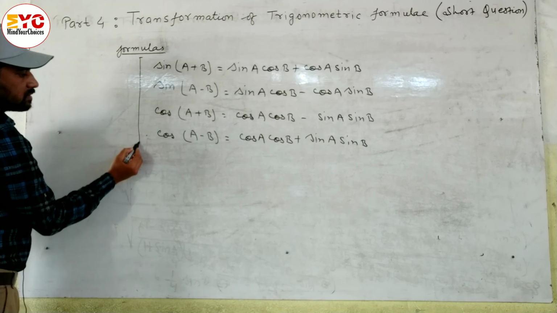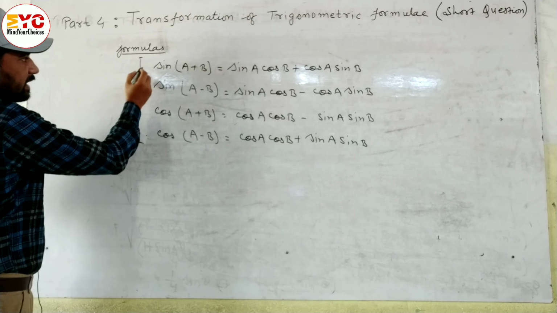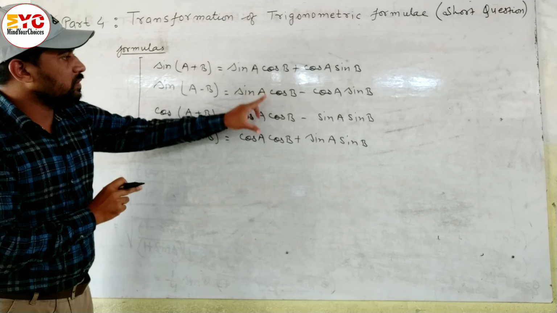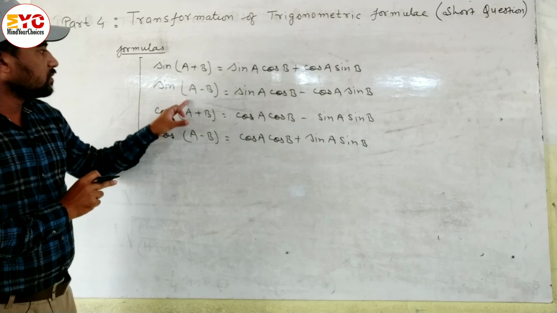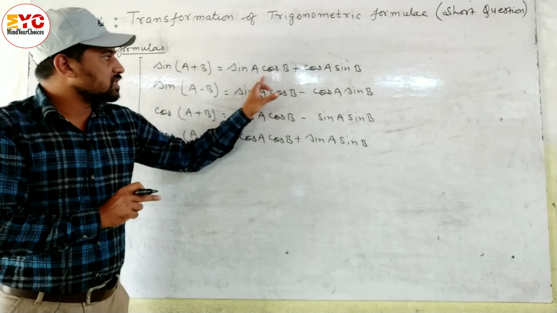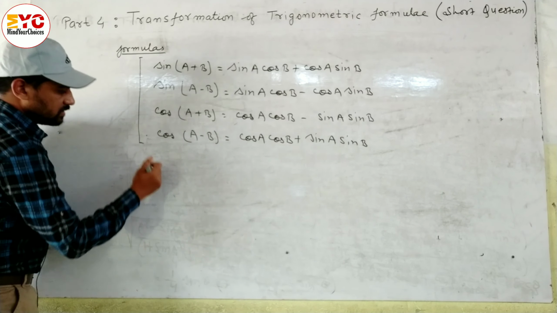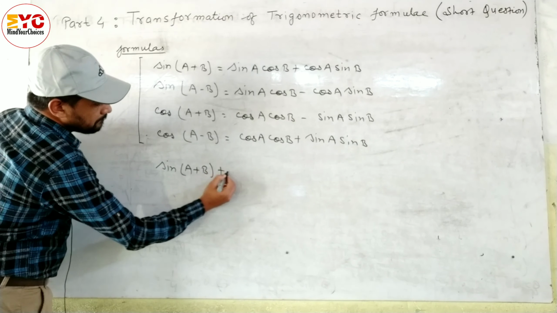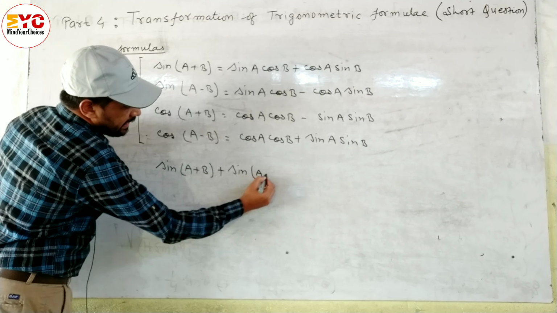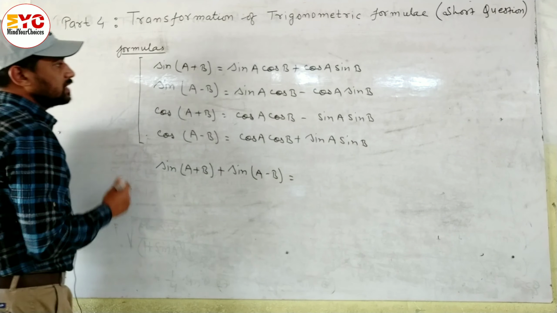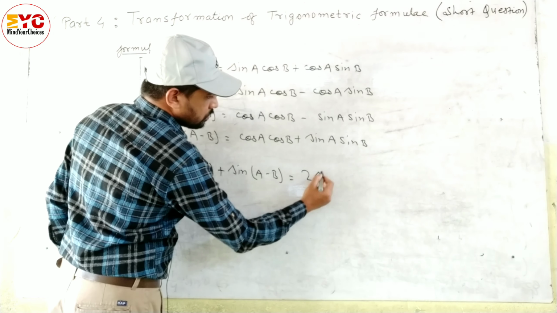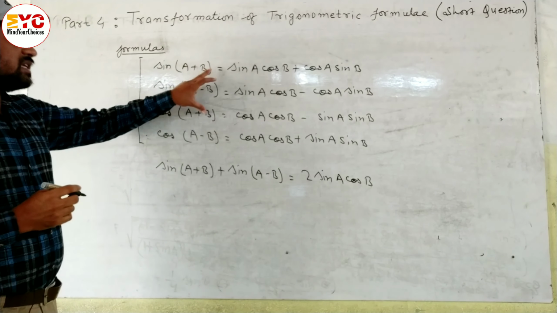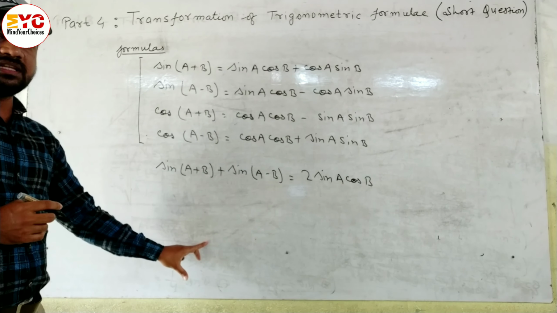This one is part 1 formula, and when you add these two, what do we get? This cancels, this plus this is 2. So when you add, we get sine A plus B plus sine A minus B, and the formula of this is 2 sine A cos B. If you know these 4 formulas, you can find out this formula also.